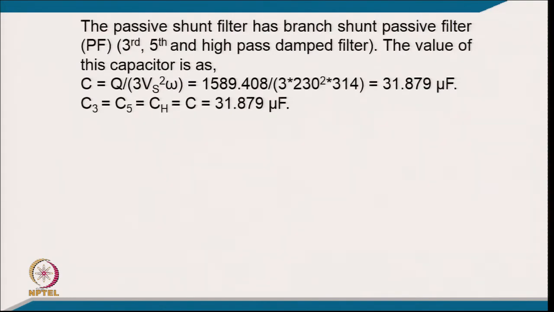The passive shunt filter has branches consisting of third, fifth and high pass damped filter. So, the value of capacitor we can calculate: because there are 3 branches, the reactive power which we have calculated can be divided equally by 3. From this relation Q by 3 Vs square omega, we have a capacitance of 31.879 microfarad, and that is the same capacitance selected for third harmonic, fifth harmonic and higher order damped filter, that is C, 31.879. So, this gives 3 elements out of the 7 elements.